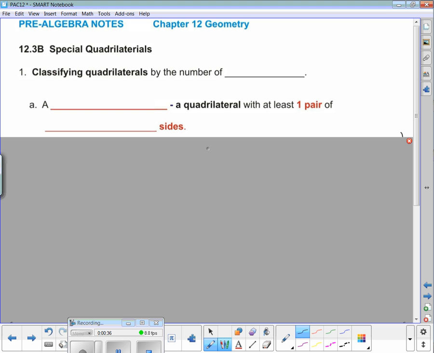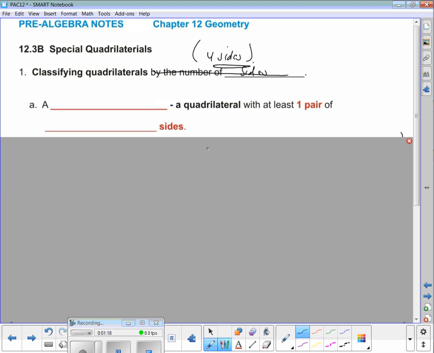12.3b. Classifying quadrilaterals by the number of sides. And really, this should simply be the aspect classifying quadrilaterals. And remember, a quadrilateral is really 4 sides. Again, you guys, first edition of notes. Remember, any quadrilateral has 4 sides, and there are a lot of different ones. That's what we're going to talk about. I'm talking about 4-sided figures here.